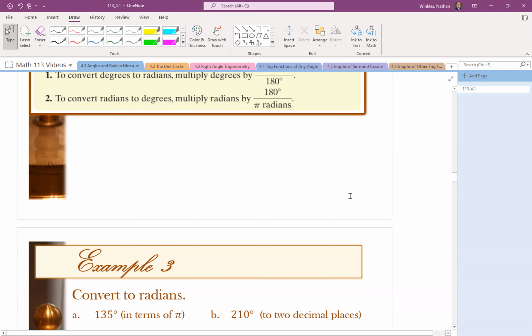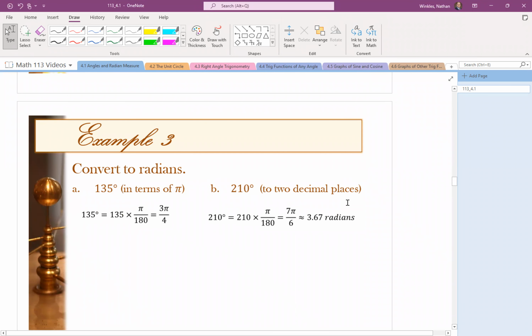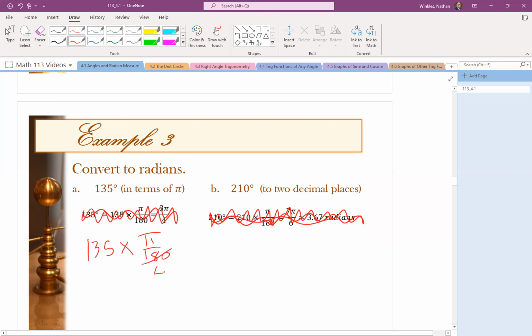Let's look to see how we can do that. I'm going to go ahead and cross out these answers here, so that we can work it out on our own. So 135 degrees to radians. We're going to have 135 times pi over 180. We know that we can divide each of these by 45. So that's 4, and that's 3. So we get 3 pi over 4.